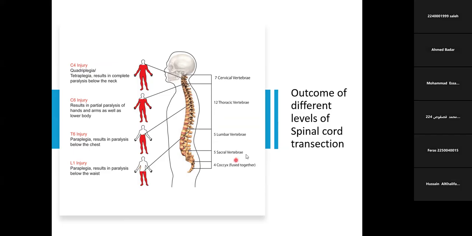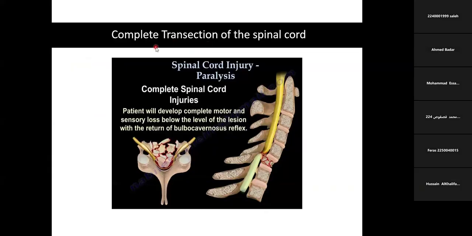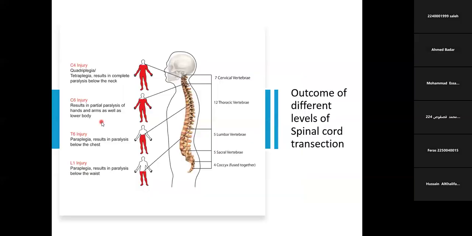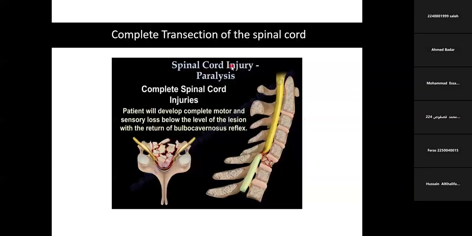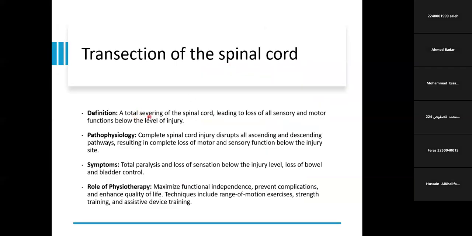So my dears, this topic is complete transection. Look at the word. We don't need to write complete, but this is for you to understand. Transection means complete cutting of the spinal cord. Patient will develop complete motor and sensory loss below the level of the lesion with the return of bulbocavernosus reflex after some time. Put a mark over here. This is an MCQ question, but we will explain it later. Definition of transection, I'm explaining the same thing. Total severing. Severing means cutting of the spinal cord leading to loss of all sensory and motor function below.